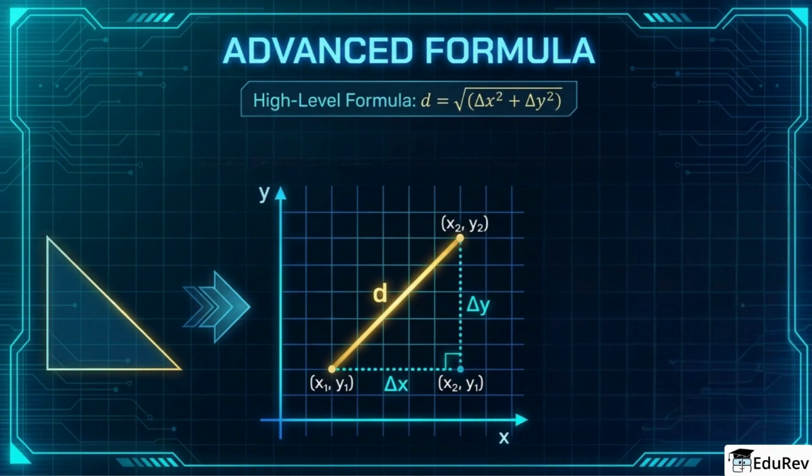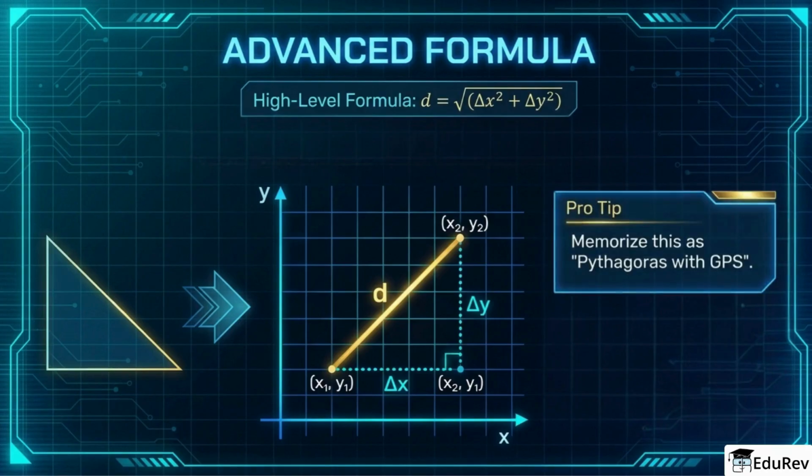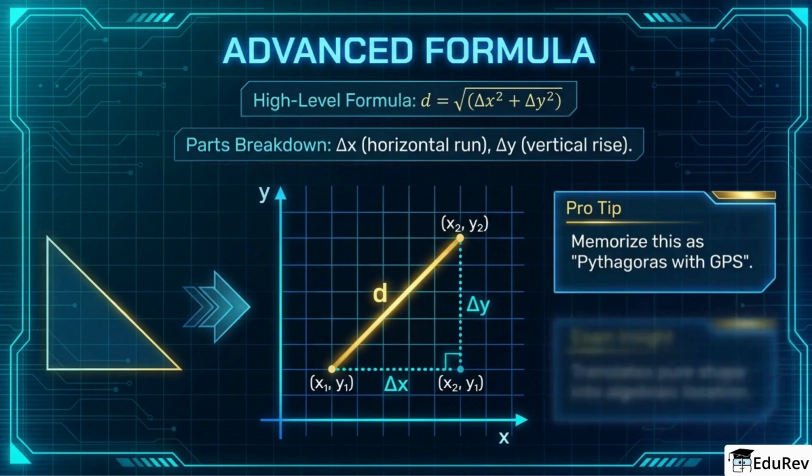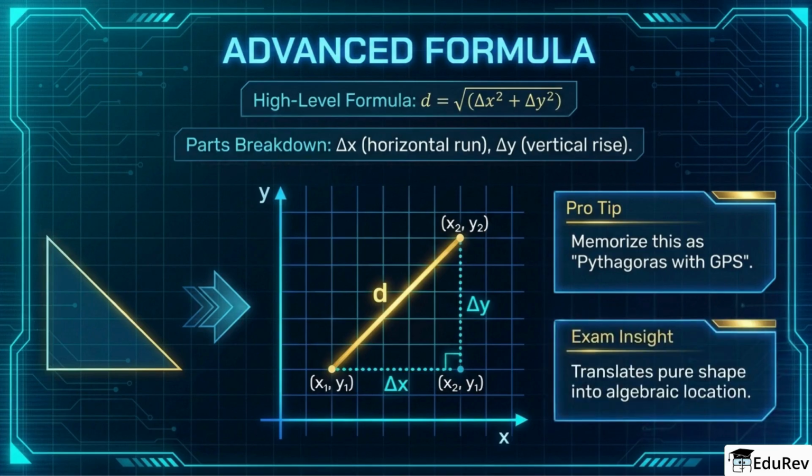The distance formula here is framed as Pythagoras with coordinates, which is a nice way to connect algebra and geometry without treating them as separate worlds. The horizontal and vertical components, delta x and delta y, make the geometry of motion or displacement easier to handle. The exam insight is simple but strong. When a shape is placed on axes, you are really translating a geometric problem into a coordinate one.